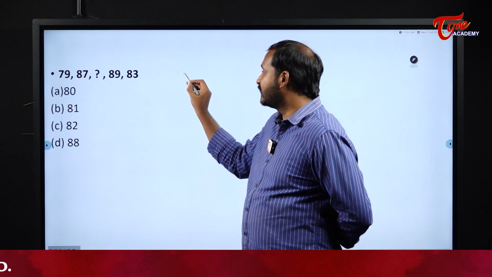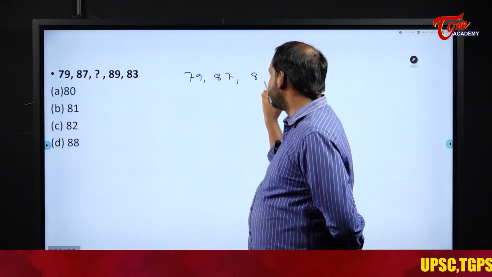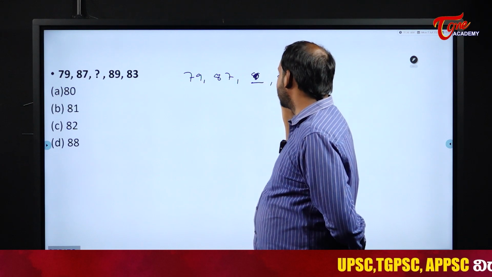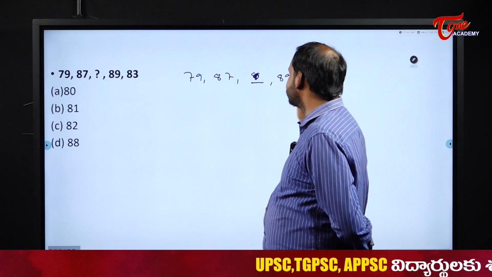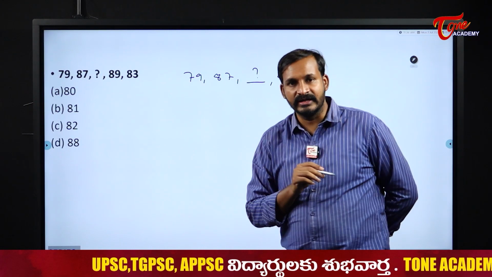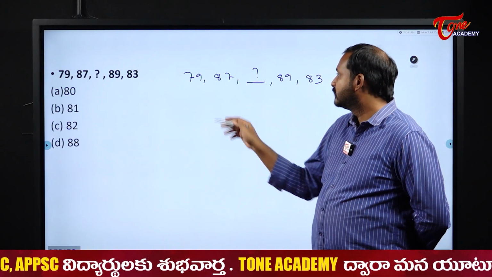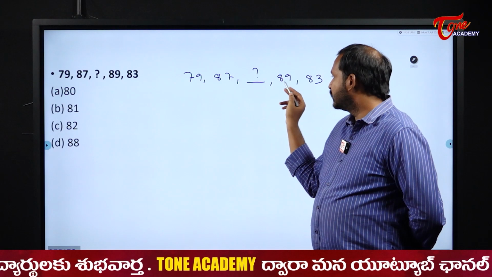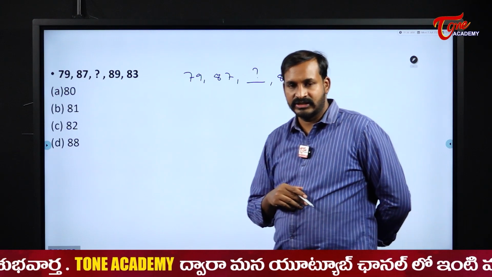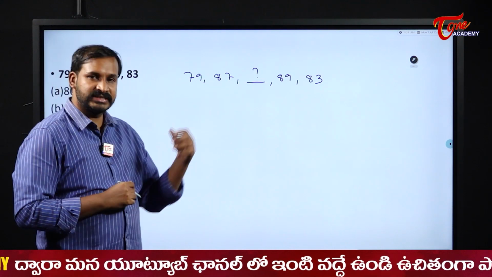Next, 79, 87, there is an empty space, and then next 89, and then next 83. Okay. Now, please observe here, what is happening here? Sir, here it is decreasing, increasing, decreasing. Two series you may have. Yes, sir, there is a chance. Or else, see, something is missing right here.